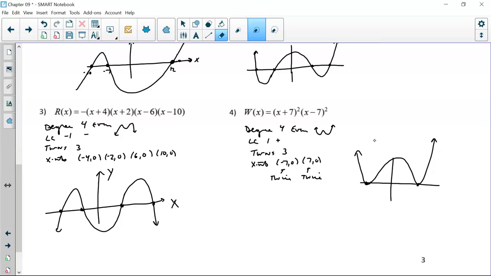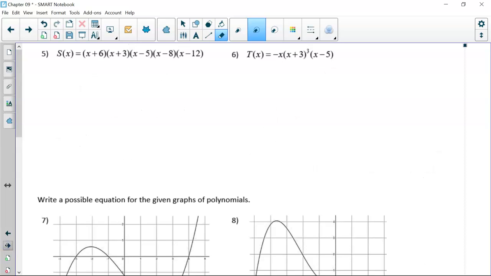So just a repeat of what we talked about in the last section. Another example, problem number 5. Our degree, we count up the x's, none of them are repeated, so our degree is 5, which is odd. And the leading coefficient is a 1, which is positive. So the shape, like that. That's the end behavior. Now for the turns, it's 5 minus 1, so it's going to turn 4 times. And our x-intercepts: -6, 0, -3, 0, 5, 0, 8, 0, and 12, 0.